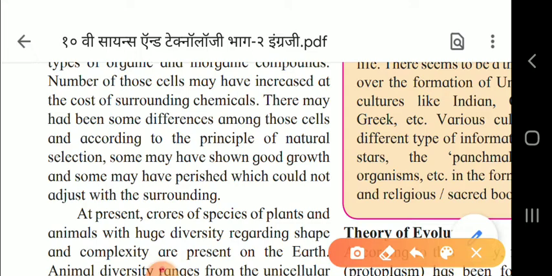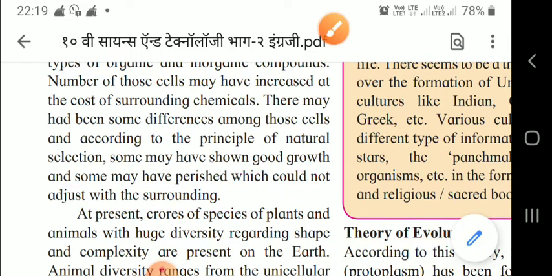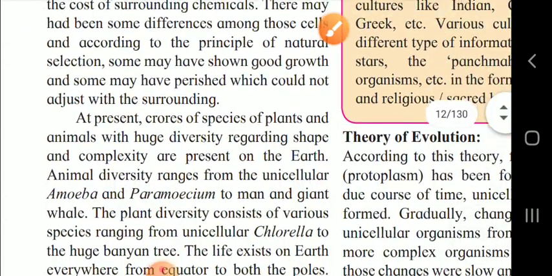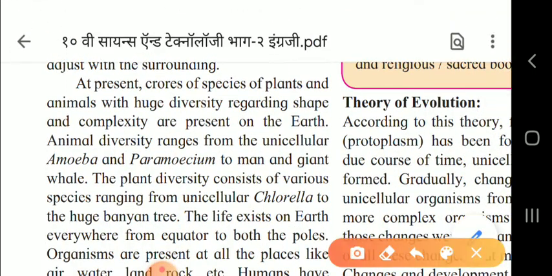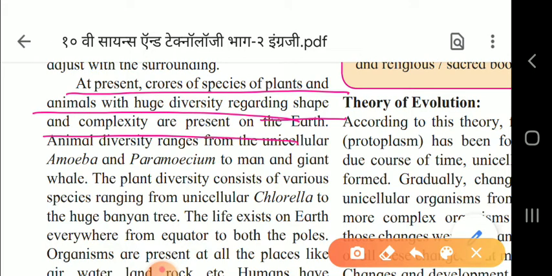So according to natural selection, some may have shown very good growth and some might have perished, which could not adjust with the surroundings. This is called natural selection. At present, we can see that crores of plants and animals with huge variety are present on the earth, with different shapes and different complexity.